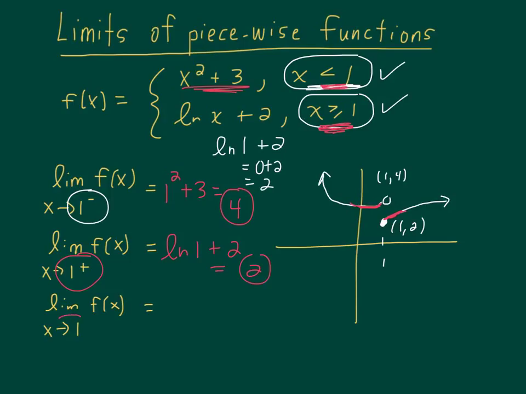So for 1 from each direction, we have to look at the two one-sided limits. Since they do not match, then every single time when that is the case, the overall two-sided limit would be DNE.